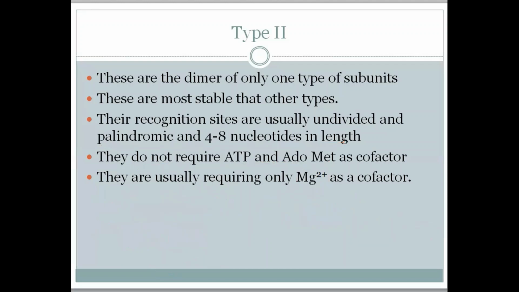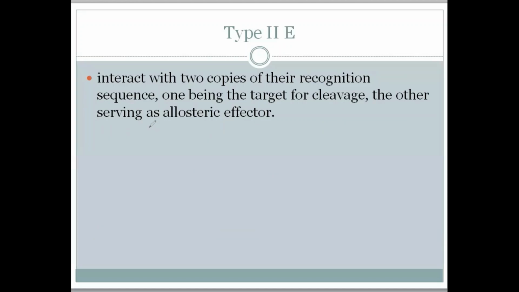Now let's learn about the subtypes of type 2 restriction enzymes. Let's talk about the first subtype, type 2E. Type 2E cleaves the DNA following interaction with two copies of the recognition sequence. So how do they interact? One is the target for the cleavage, and the other is an allosteric effector.